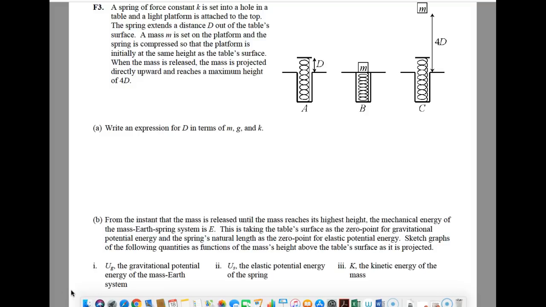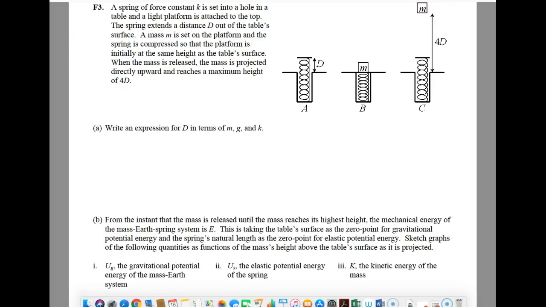You have a spring, force constant K, set into a hole in a table, and a light platform is attached to the top, so we don't have to worry about the mass of the platform. The spring extends a distance d out of the table's hole, out of that surface, and a mass is set on the platform. When you set it on there, it is now flush. They say that when the mass is released, the mass is projected directly up into the air and it reaches a maximum height of 4D.